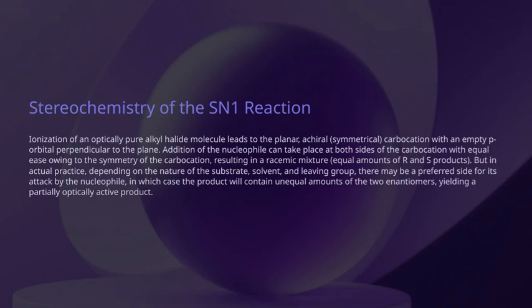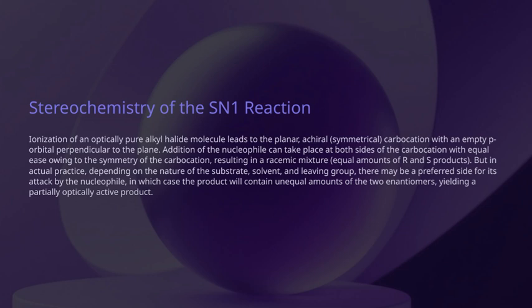When an optically pure alkyl halide undergoes ionization, it forms a carbocation that is actually planar and achiral, meaning it has a symmetrical shape. This carbocation has an empty p orbital that sits perpendicular to the plane. Because of this symmetry, when a nucleophile comes in to attack, it can do so from either side with equal ease. This is why the product is typically a racemic mixture, containing equal amounts of the R and S enantiomers.